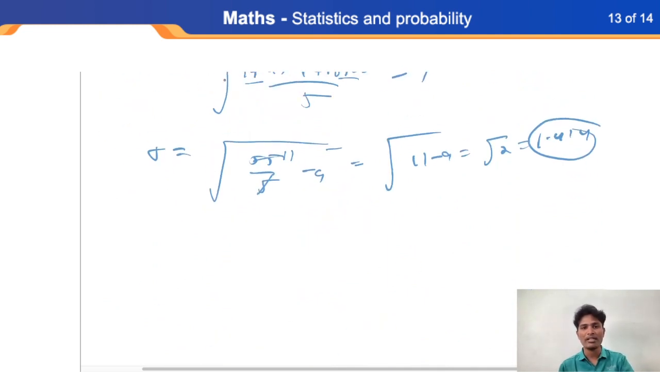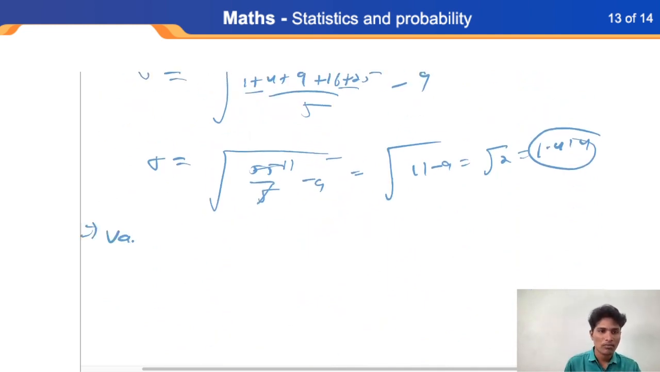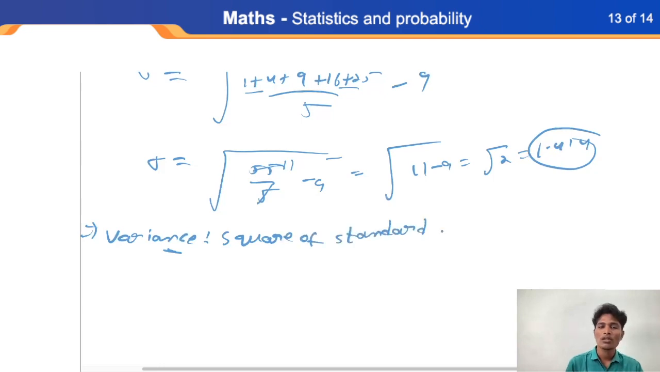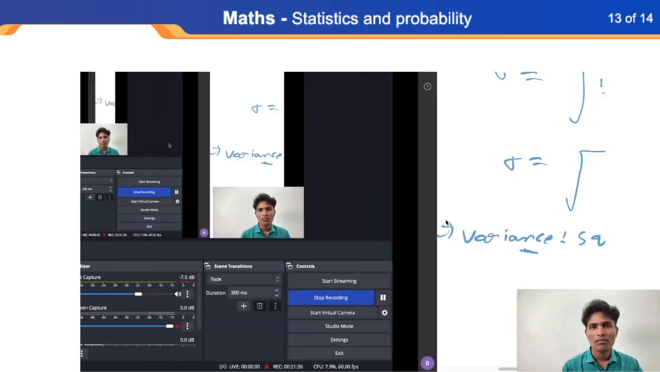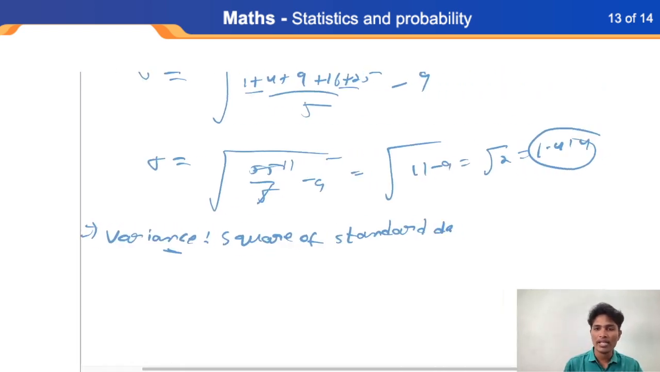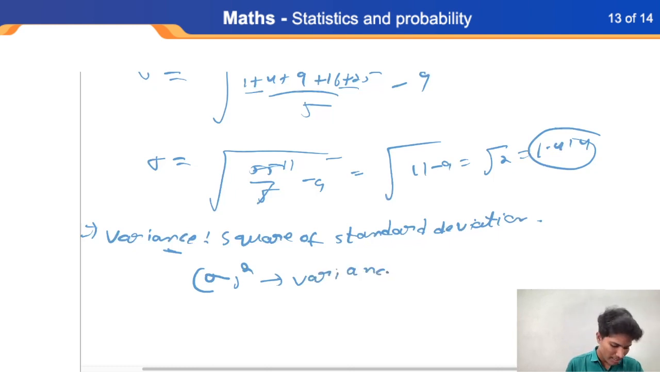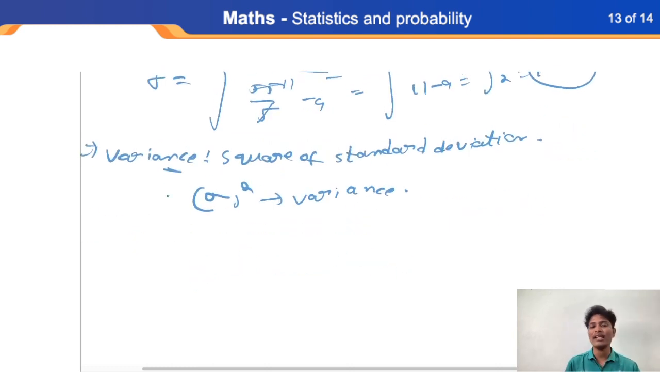After standard deviation, the next important thing is variance. This topic is very simple. What is variance? The variance is simply the square of standard deviation. What is standard deviation? Standard deviation is sigma, and its square is called variance. If you see sigma square in any question, assume it as variance.